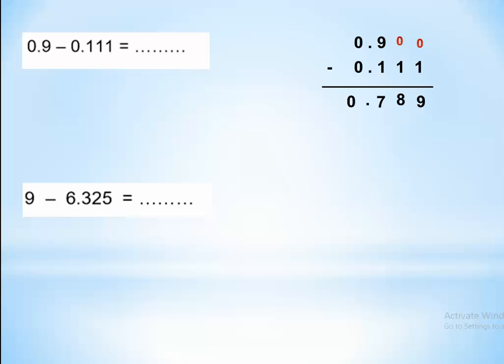9 minus 6.325. Let's write 9. And we know that we have to put unit under unit, so we are going to put 6 under the 9 and put the rest of the number 0.325. So this number 9, we will put a decimal point and 3 zeros. Then subtract. 10 minus 5, 5. 9 minus 2, 7. 9 minus 3, 6. And put the decimal point, and 8 minus 6 will be 2.